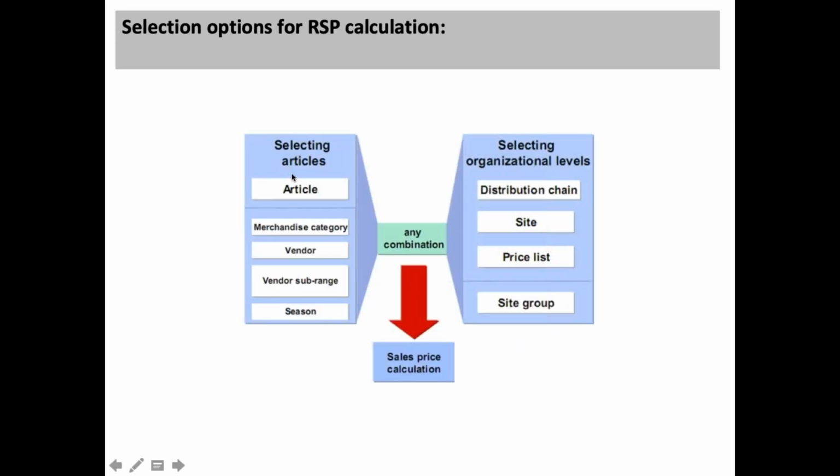When you select an article for retail price, you can select the article at individual level, all articles under a merchandise category, all articles supplied by that vendor or vendor sub-range, or all articles belonging to a CSET. When you select anything based on this, all the articles will be brought, and then with a combination of these organization levels, you can fix the price. This article at this distribution chain, or article plus distribution chain plus this site, or all articles under a merchandise category for this site, any permutations and combinations, you can fix the retail price.